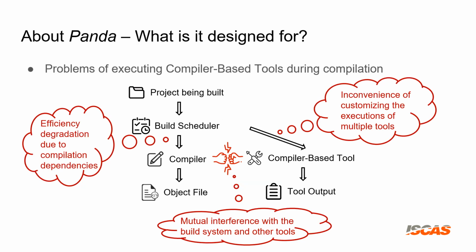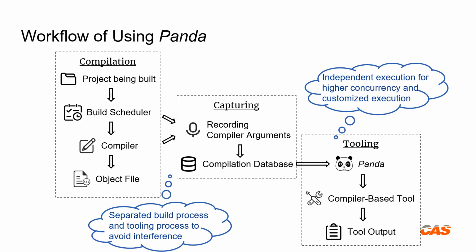When executing compiler-based tools during compilation, users suffer three main problems: inconvenience of customizing the execution of multiple tools, mutual interference with the build system, and efficiency degradation due to the stalls introduced by compilation dependencies. To resolve these problems, we propose Panda, a compilation-independent concurrent scheduler for different kinds of compiler-based tools.